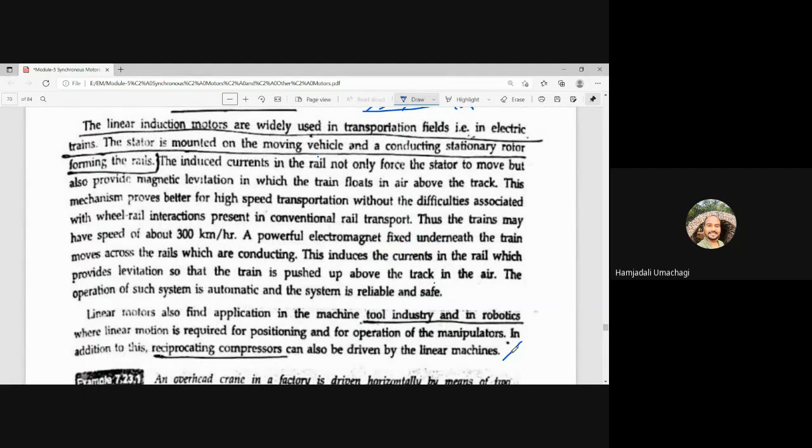So up to this point, you are supposed to write, if the question is like: with a neat sketch, explain the construction and working of the linear induction motor and list some applications of it. Okay, so this is usually a 6 to 8 marks or 5 to 6 marks question in the final VTU exam.